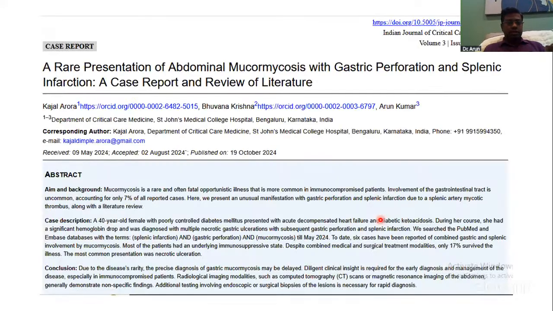Here you can see an example of a case report. All peer-reviewed journals publish case reports in a separate section. When you are reading a case report, along with that new manifestation or new finding, you can see what the existing literature available at that point of time is.